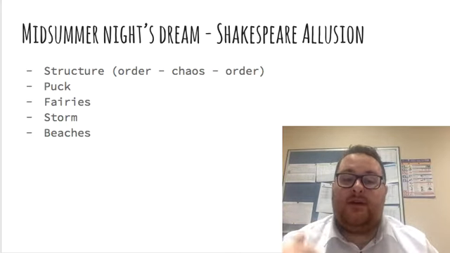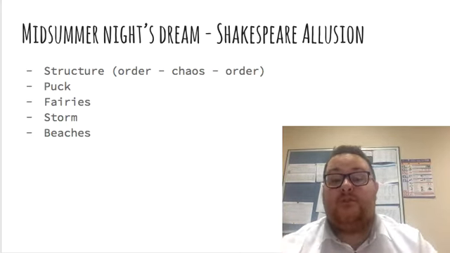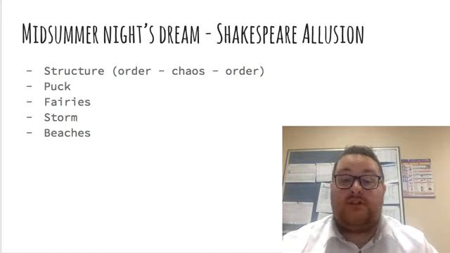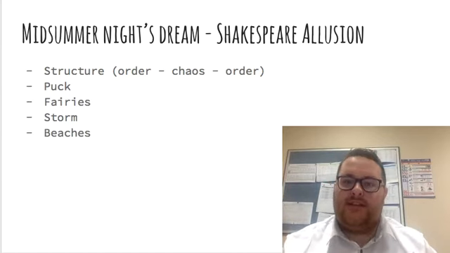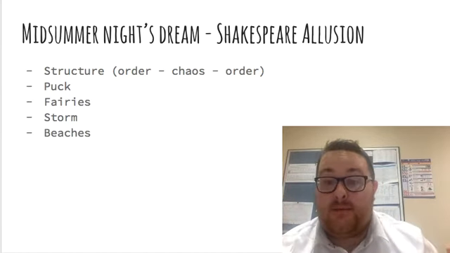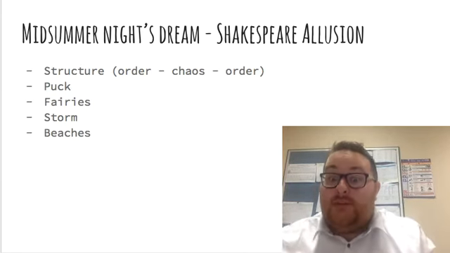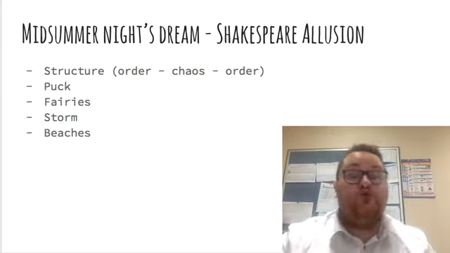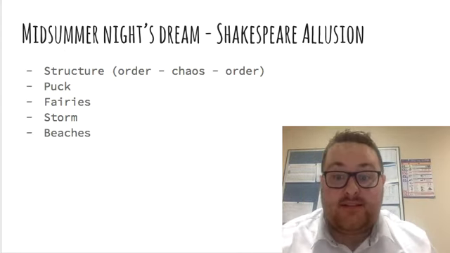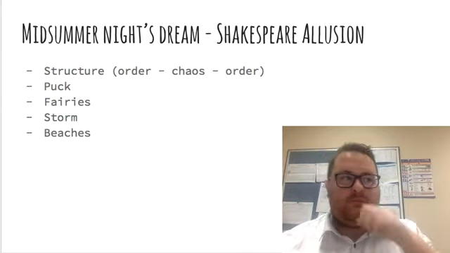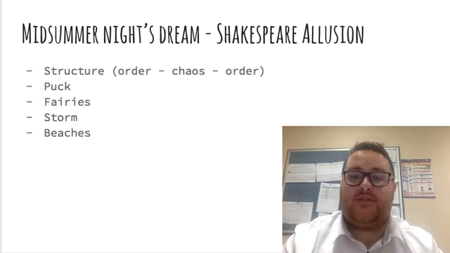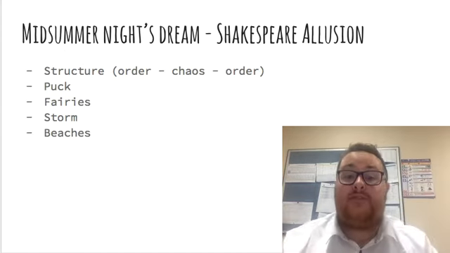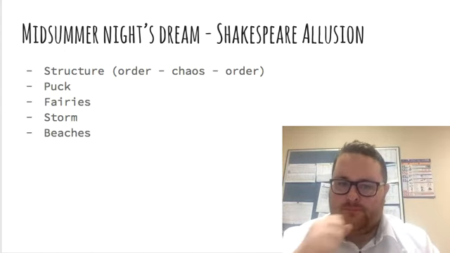This is then strengthened by a couple of other things. So Puck, Fairies, the Storm, and Beaches. The first one I'm going to talk about, not in order, is actually the Beaches. In A Midsummer Night's Dream, the basic story is these people go into the forest, crazy stuff happens, and then they come out of the forest as better people. This is exactly what happens to the people in Away. They go to the beaches, crazy stuff happens, and they come out as better people. So the beach is for Away what the forest is for Midsummer Night's Dream, and that's actually part of the crafting of the Shakespearean allusion.